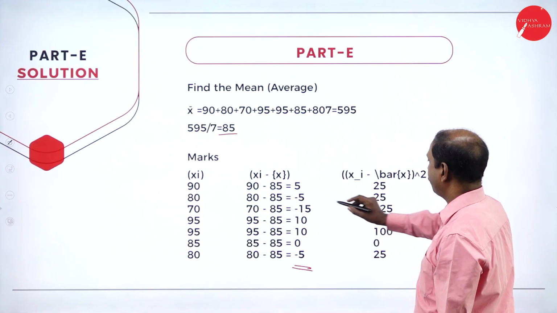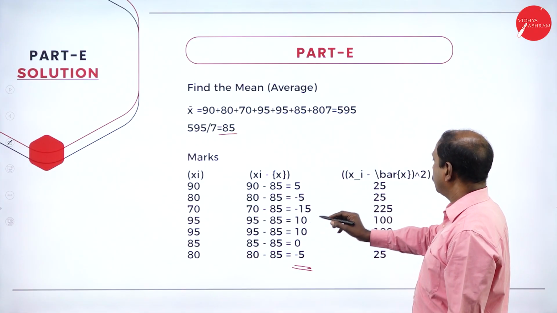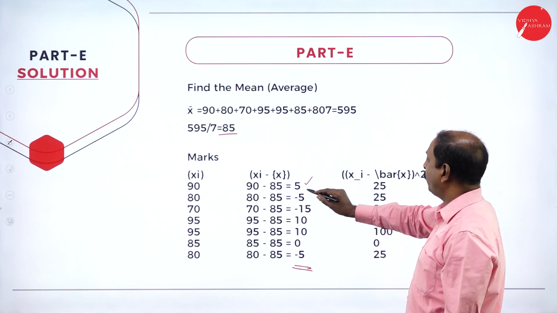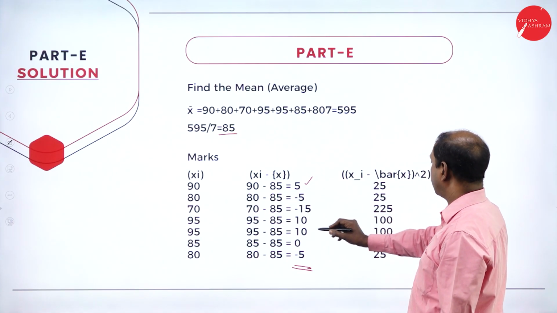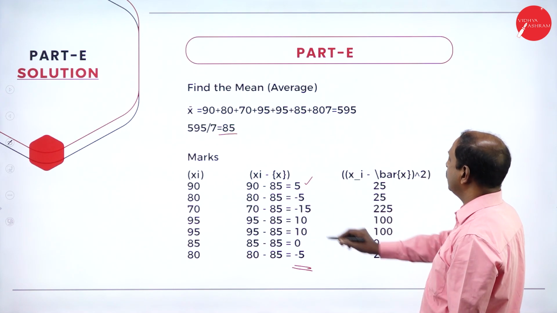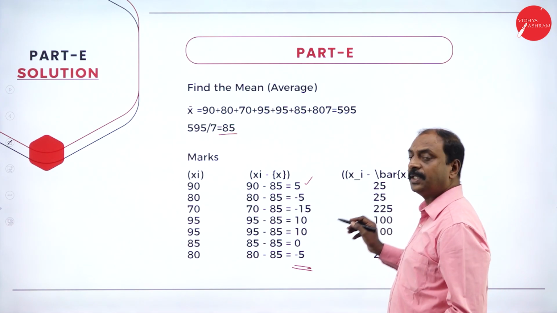Next column is the square of these numbers. 5 square is 25. It goes like this. 10 square is 100, 100, 0 and 25. These are the three columns of the table.